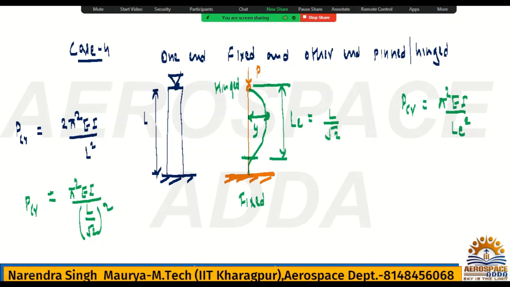See, this is hinge, that's the reason this elastic curve is like this. But this is fixed, then this elastic curve is what attached with this. Hope you understood. This is the way to draw for the fixed and for the hinge.